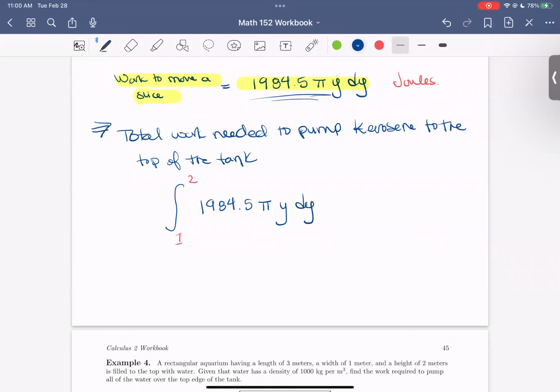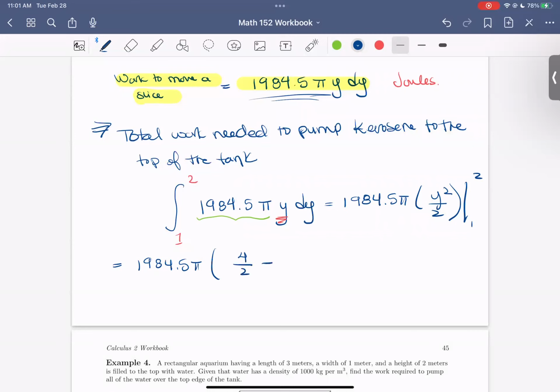So now we can just carry out this integral. This 1984.5 pi is just a constant, so we can factor it out, and we just need our antiderivative of y. So that's going to be 1984.5 pi times y squared over 2, evaluated at 1 and 2. All right, so let's plug in those bounds. We're going to get 1984.5 pi times 2 squared, which is 4, over 2, minus 1 squared, which is 1, over 2.